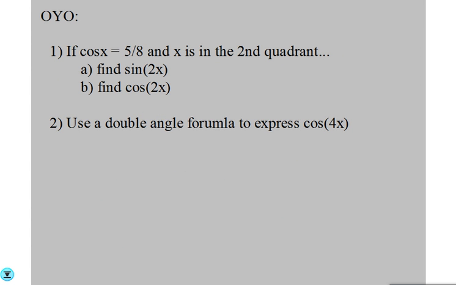Okay, so you have two on-your-own problems now to work on. So the first one says if cosine of x is 5 over 8 and x is in the second quadrant, so whoops, that should be negative 5 over 8, my apologies. You want to find sine of 2x and cosine of 2x. And then I want you to try and use a double angle formula to express cosine of 4x. So try and find a formula to find cosine of 4 times an angle.